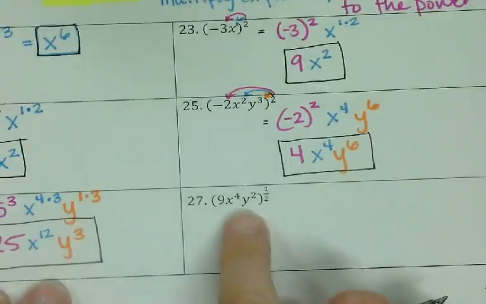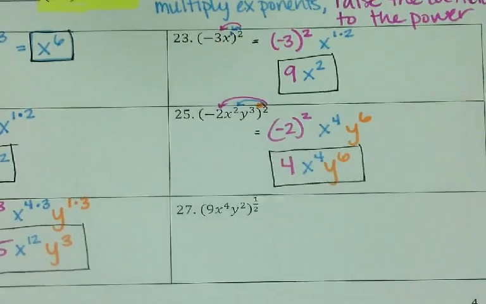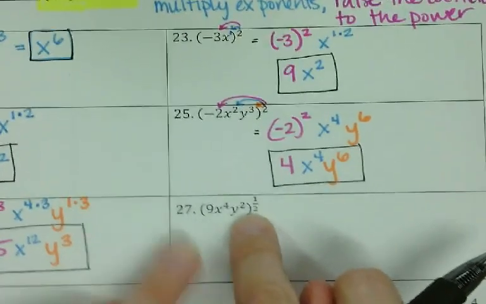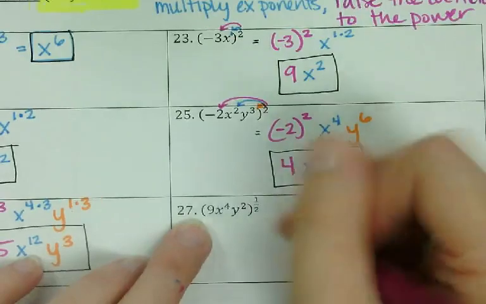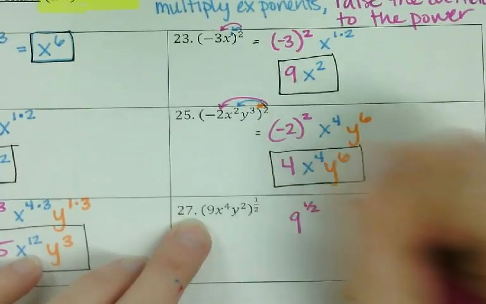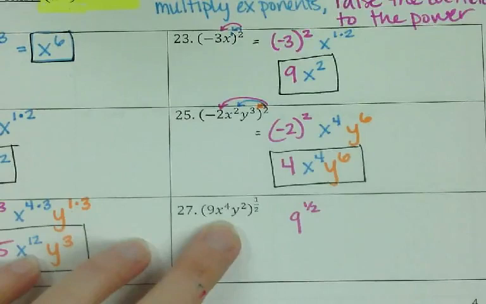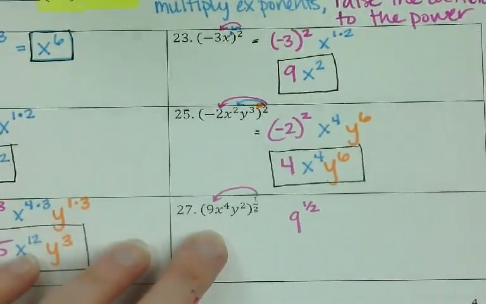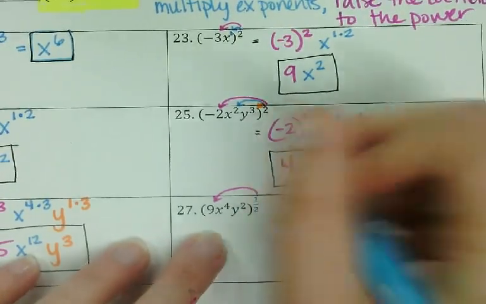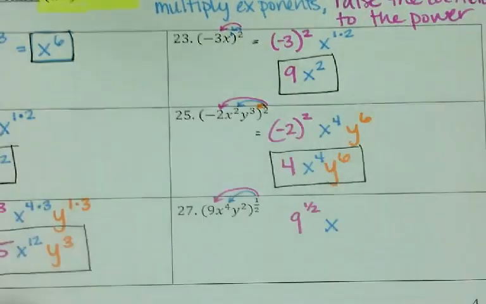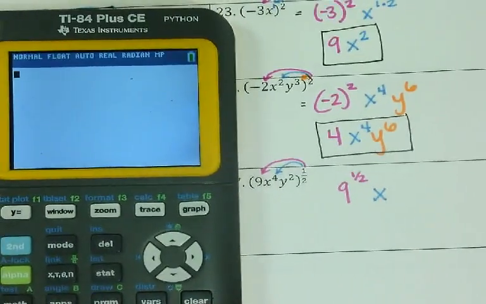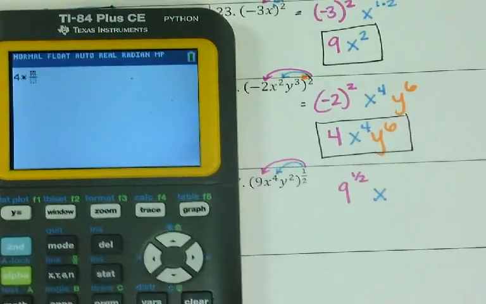All right? And then let's look at this last one here. Ooh, being raised to the 1/2 power. Interesting. Being raised to a fractional power. So we are going to take 9 and we are going to raise it to the 1/2. And then we're going to take our x. And what is 4 times 1/2? 2, yes. 4 times that 1/2 gives us 2.